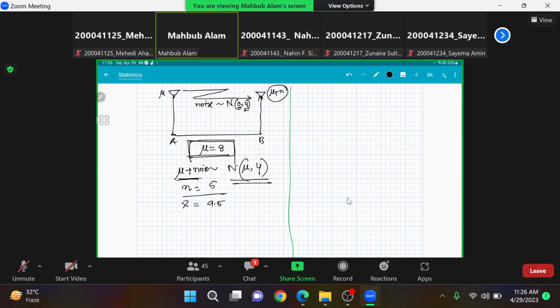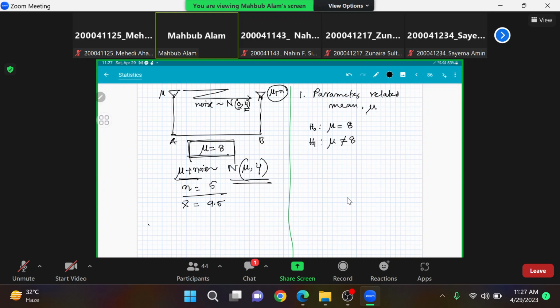Now, in doing the hypothesis testing, we need to go step by step. The first thing, you need to identify the parameter related to the testing, which is the mean mu. And then you need to define the hypothesis. The null hypothesis is mu equal to 8, and the alternate hypothesis is mu not equal to 8. It's a two-sided test. We'll see the one-sided test later on.